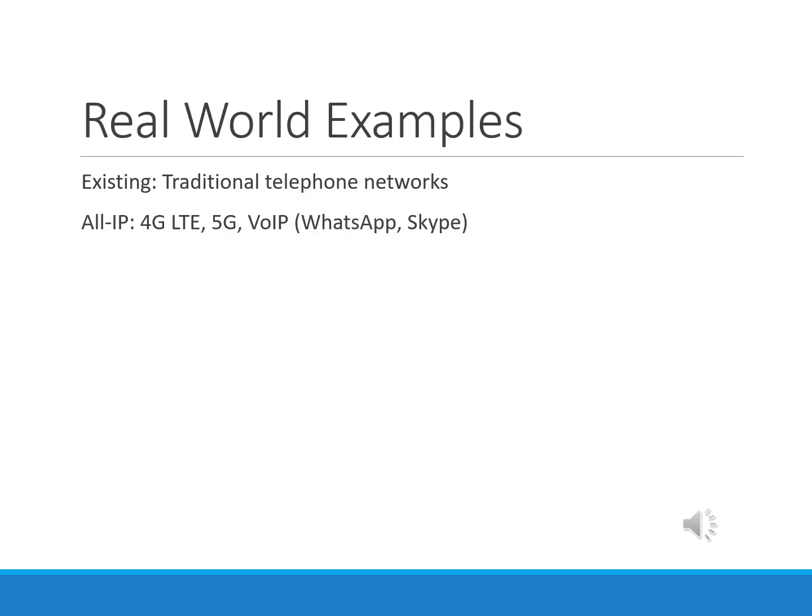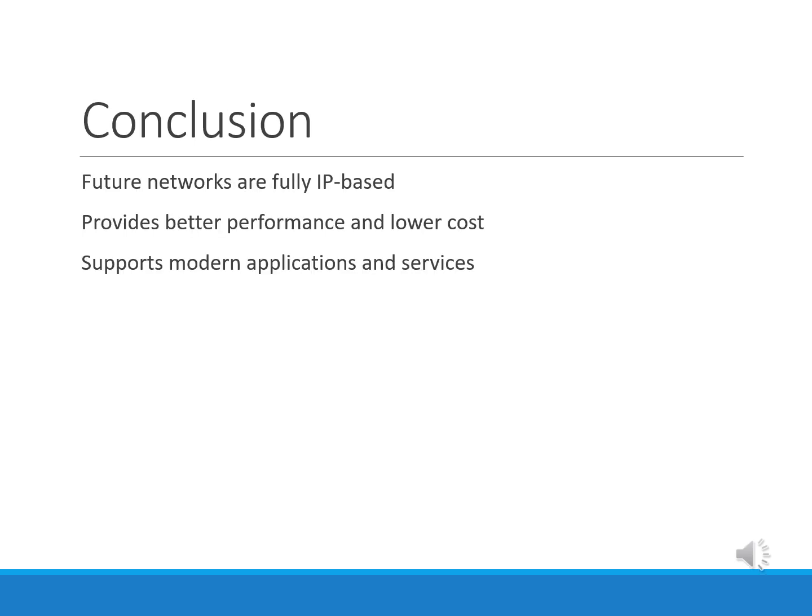In real life, the old system is traditional telephone networks, and the new system is 4G LTE, 5G, and VoIP apps like WhatsApp and Skype. These all use IP architecture. To conclude, mobile networks are evolving towards all IP architecture. It provides better performance, lower cost, and more services. Future networks will be fully IP-based.